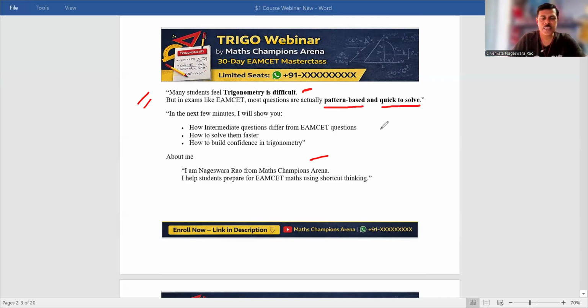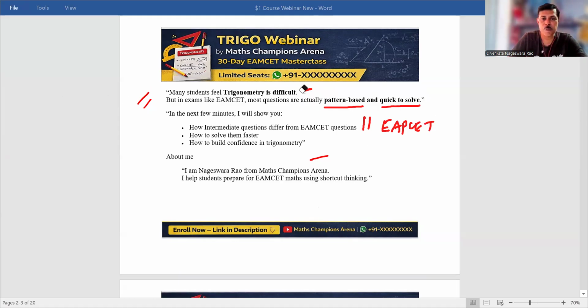In the next few minutes, I will try to show you that the questions given are different from the intermediate questions. Intermediate examination pattern and MSET examination pattern. I'm just calling it MSET because previously it was called medical. Now medical has changed, and it is called EAPCET, that means pharmaceutical and engineering entrance examination.